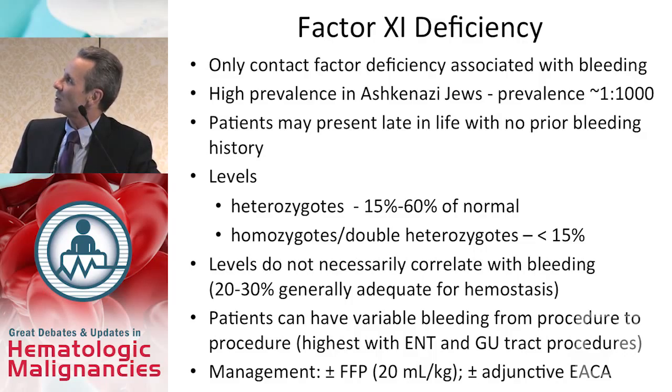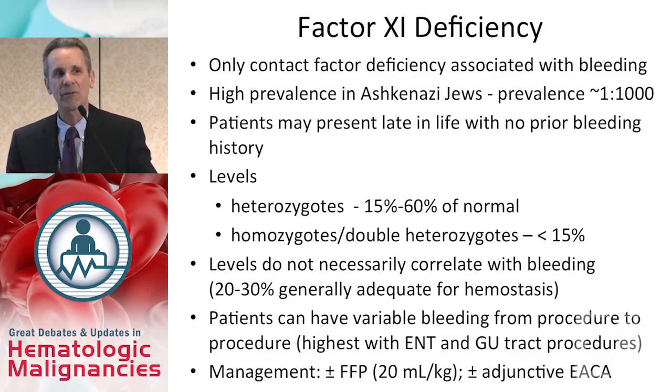It's the only contact factor deficiency associated with bleeding. High prevalence, as I mentioned, in the Ashkenazi Jewish population, about 1 per 1,000. Patients may present late in life with no prior bleeding history. Heterozygotes have about 15 to 60% levels. Homozygotes, usually less than 15%.